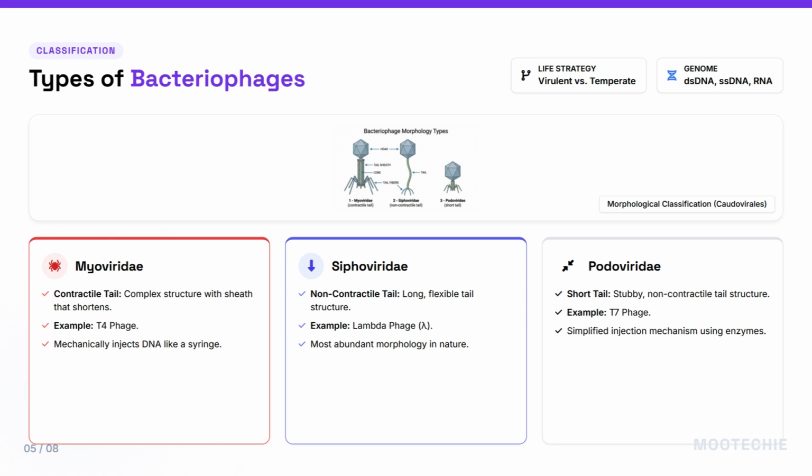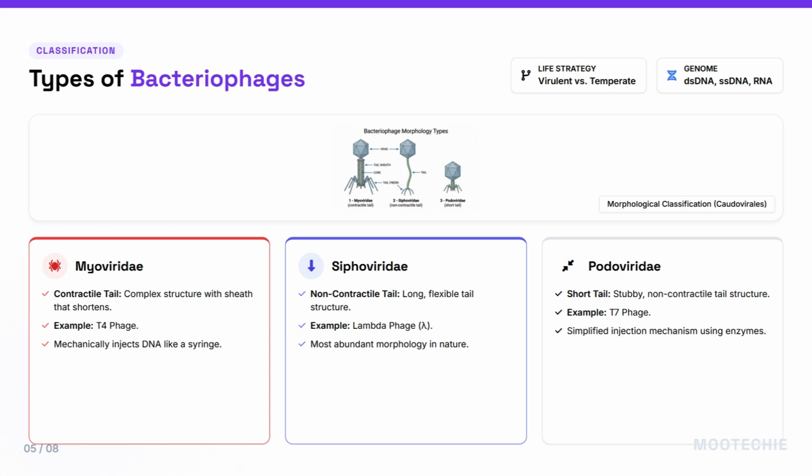Finally, the Podoviridae family. These have a short, stubby, non-contractile tail. An example is the T7 phage. It often uses a simplified injection mechanism that relies more on enzymes to get its genome into the cell. It's also important to note that phages can be classified by their life strategy, virulent versus temperate, and by their genome type, which can be double-stranded DNA, single-stranded DNA, or even RNA.